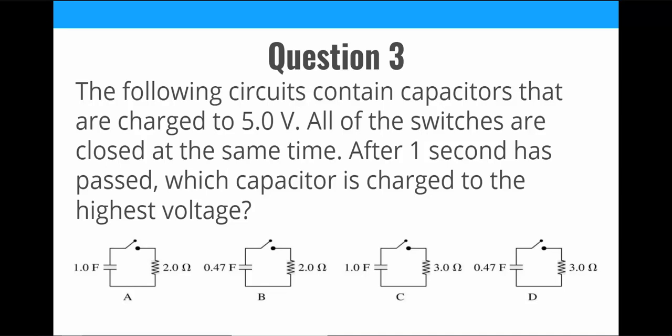All right, so why? Okay, it's slow. Like 1 times 2 is 2. 0.47 times 2 is less than 1. 1 times 3 is 3. And 0.47 times 3 is like 1.5 or something. Yeah. Okay, slow, easy. Right?